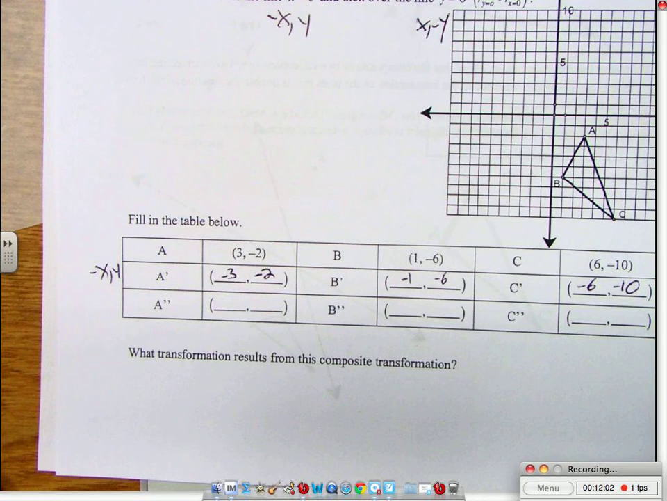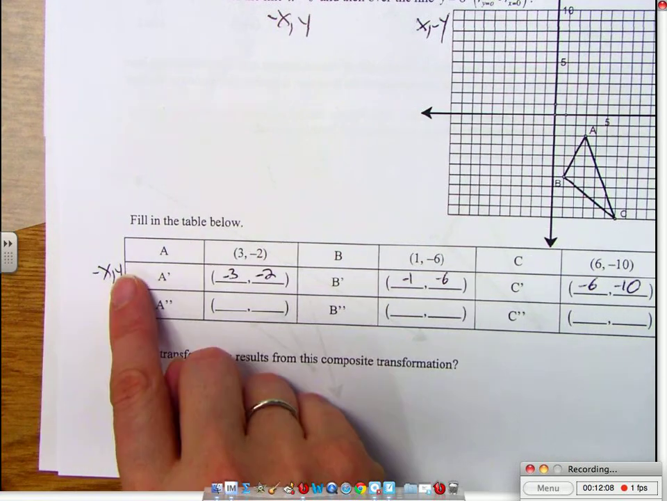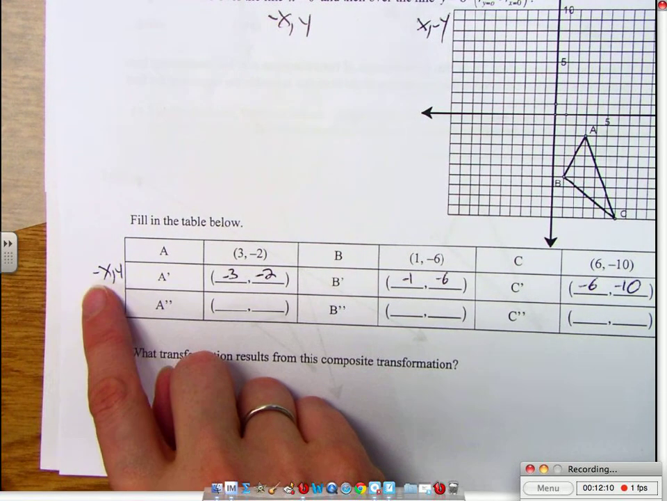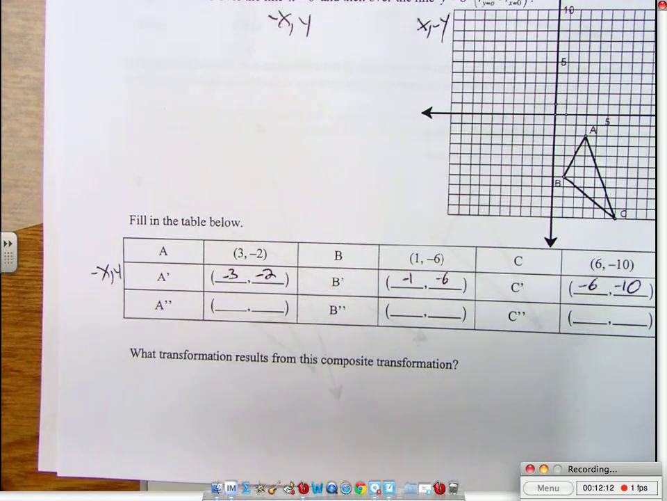It's kind of like timesing it by negative 1, right? Like this is timesing it by 1, so it doesn't change, where this is timesing it by negative 1. Is that better? Okay. I've had a lot of people get that mixed up, so it's a really good question. Okay. The next one is x comma negative y.